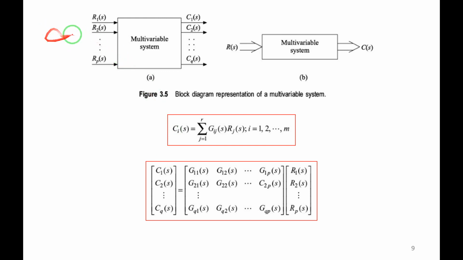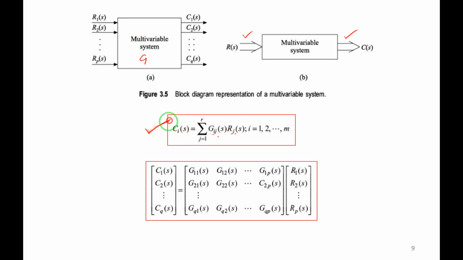We will not concentrate much here. If there are multiple inputs and multiple outputs, how do we represent them? A multivariable system has multiple inputs R1, R2 till Rp of S, and multiple outputs C1 of S, C2 of S, and Cq of S. We can remove this multivariable system and, instead of multiple lines, use a single line: the symbol R of S indicates multiple inputs, and the symbol C of S indicates multiple outputs. We can write it in terms of summation. The output is the summation of all the inputs multiplied by the transfer function of this system, so G into R.